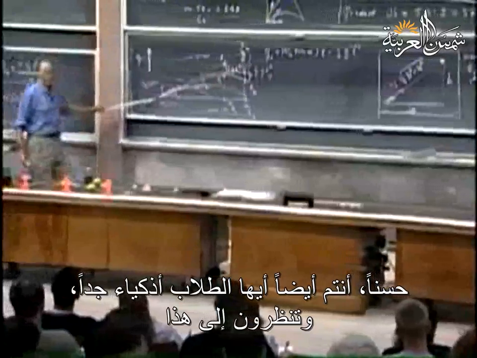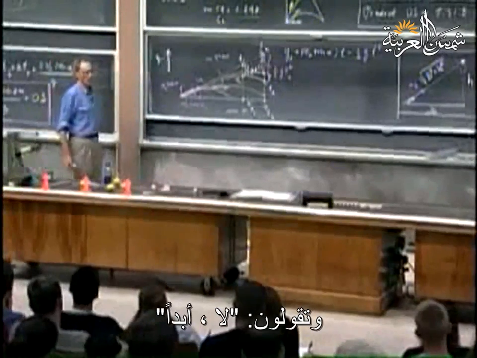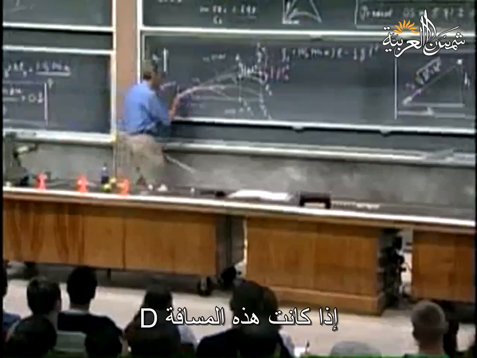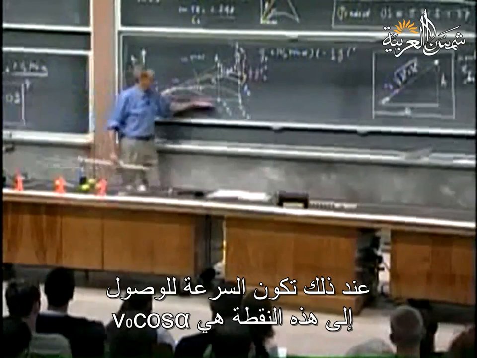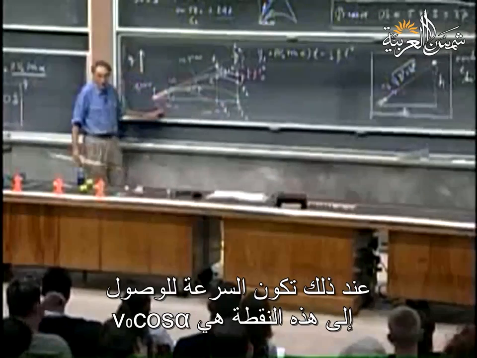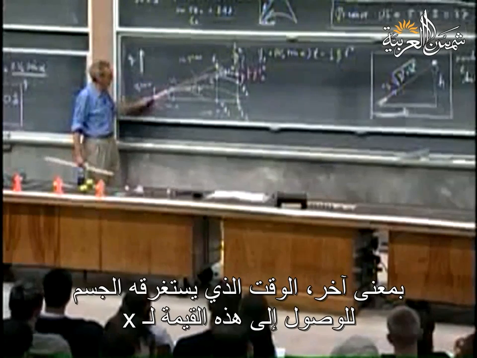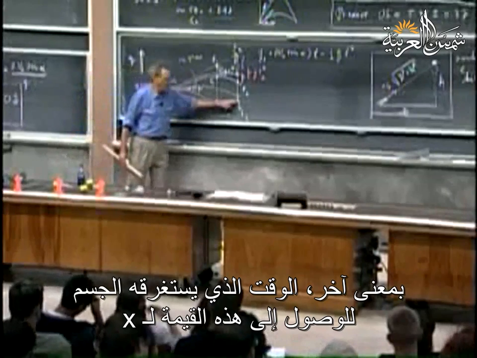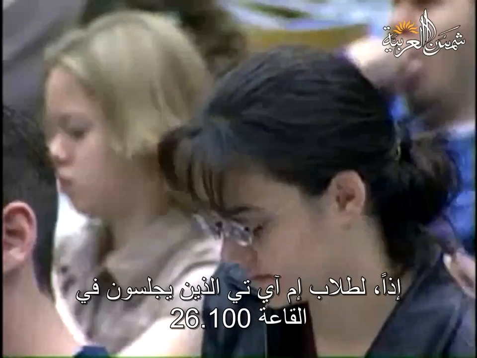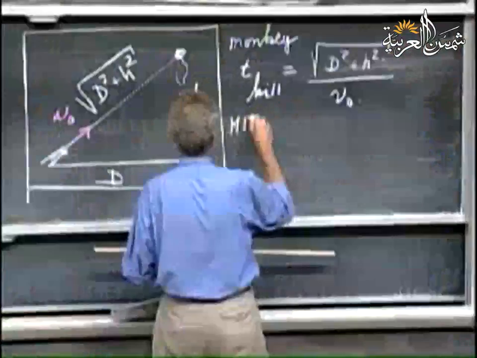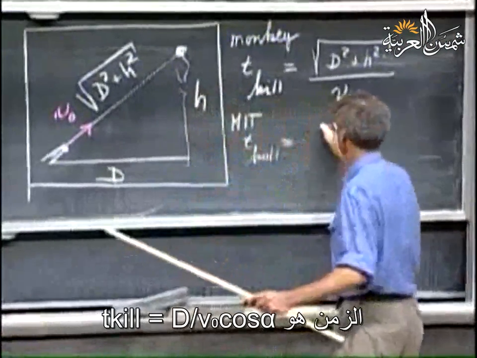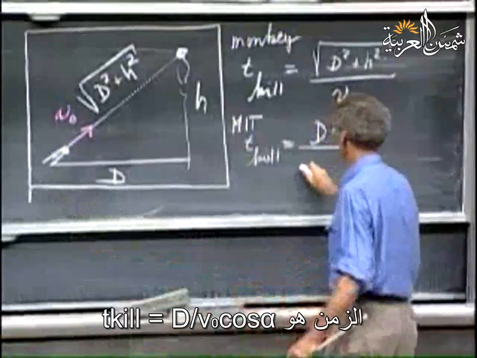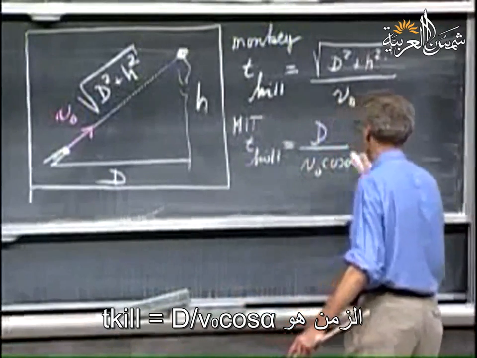But you people are also quite smart. And you look at this diagram, and you say, no, no way. If this distance is d, then the speed to reach this point is v0 cosine alpha. In other words, the time that it takes for this object to reach this value of x, so for 26,100 MIT students, t-kill equals d divided by v0 cosine alpha.